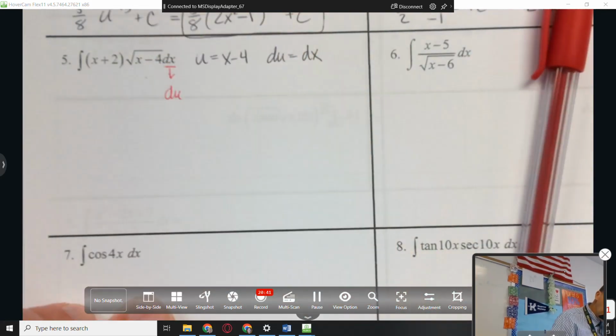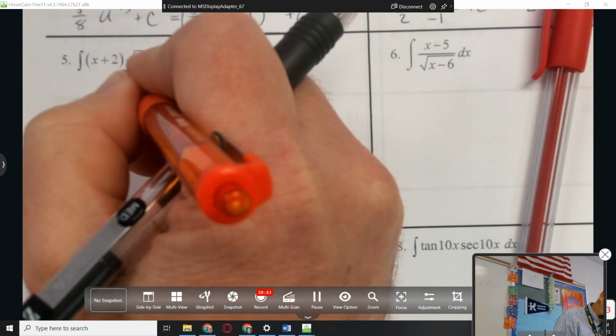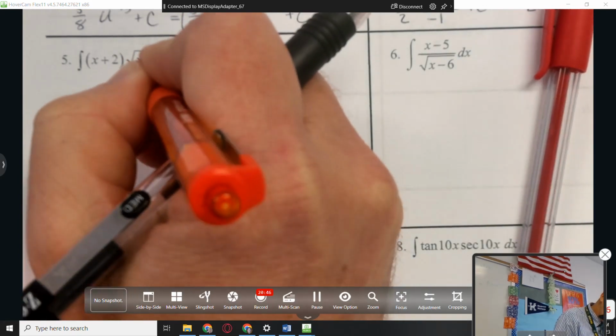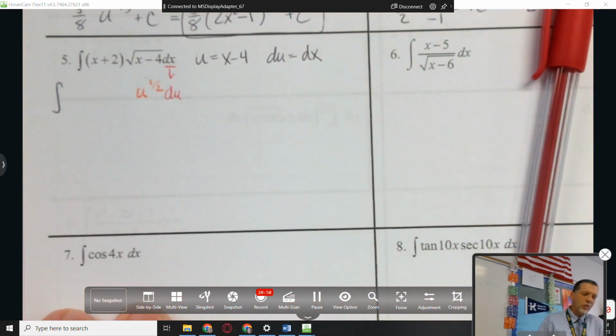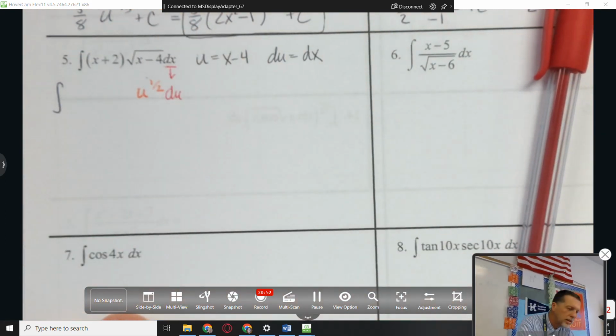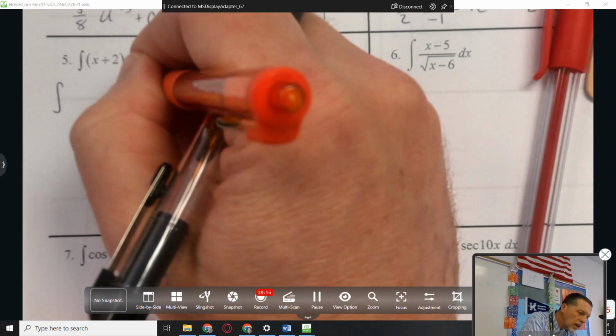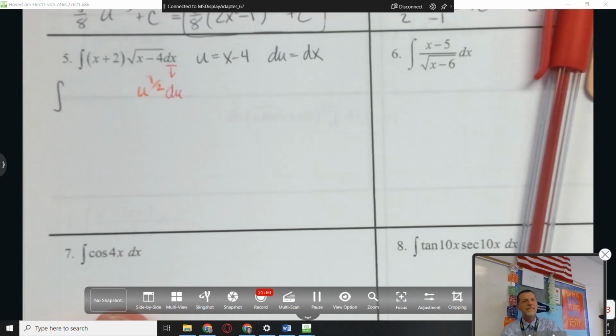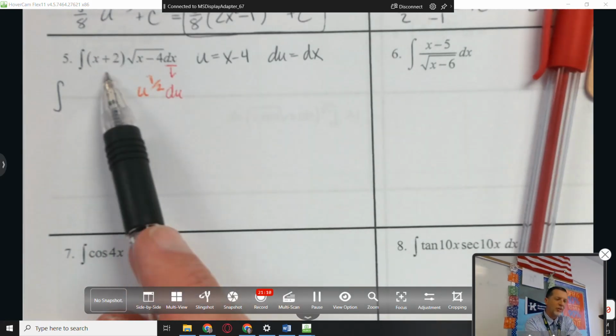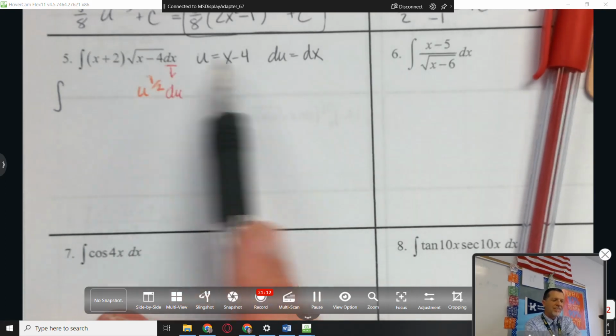I'm going to rewrite the u stuff as u to the 1/2. But then there's x plus 2. What do you do with it? And this is where we get kind of creative. We could multiply it by 2, negative 2 or something. No, multiplying is not going to work. I see what you're trying to do, you're trying to make this match this, but you can't get there.